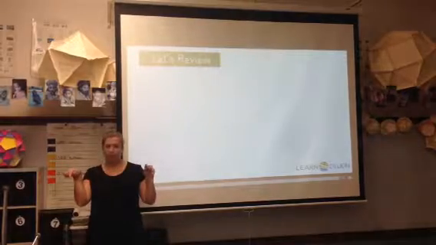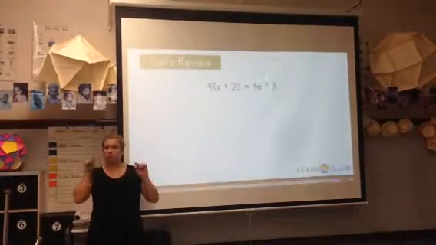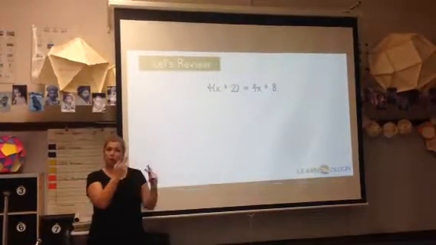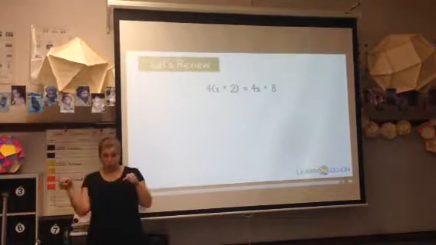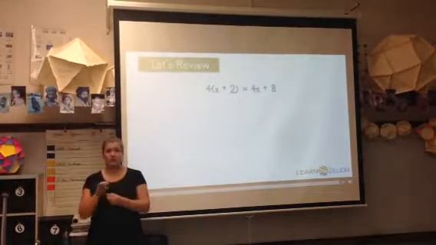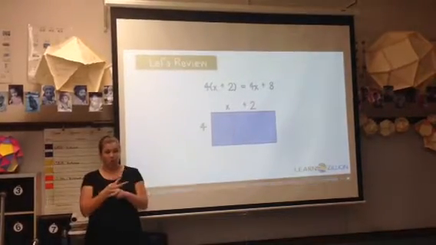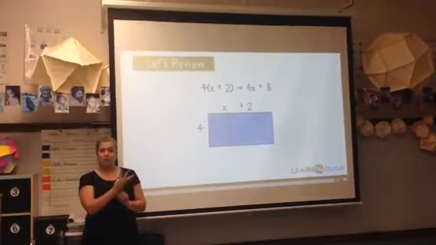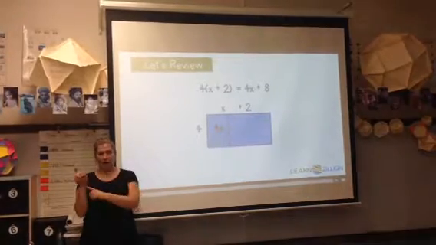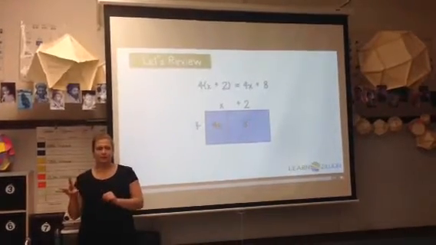Let's review distribution. We know 4 times the quantity x plus 2 is equal to 4x plus 8. This is because we are multiplying x plus 2 times 4. And 4 times x gives us 4x, and 4 times 2 gives us 8.